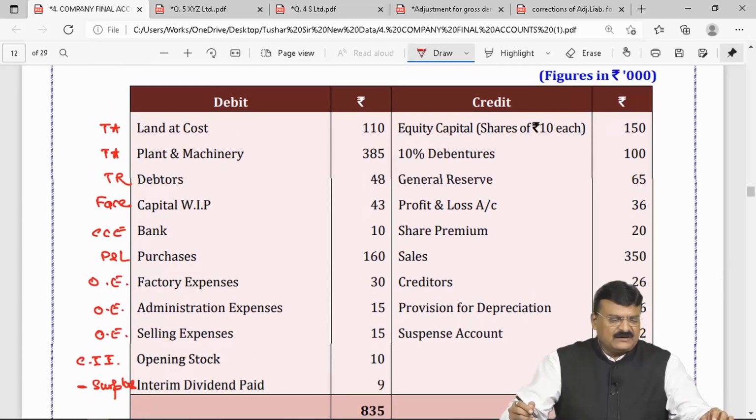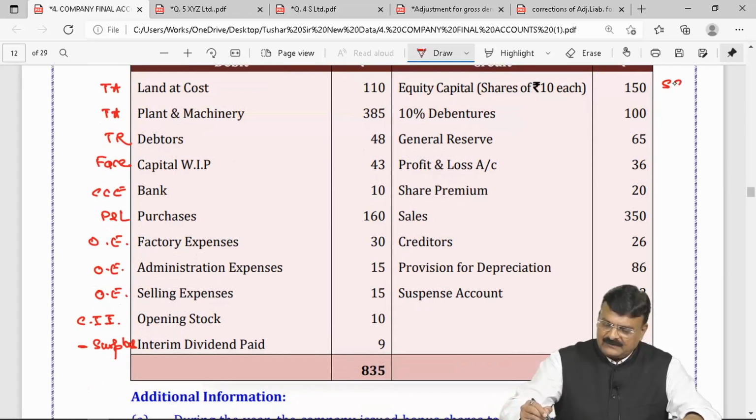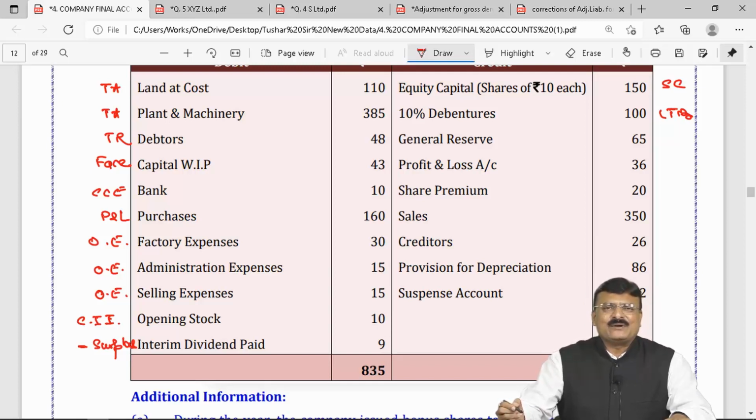Then the credit side, equity share capital is share capital. This will be share capital. 10% debentures is long-term borrowings. Whenever you have any item in the trial balance with 10%, right from 11th standard, you have that habit. That will be indicating some hidden adjustment for interest. On 100, 10%, of course.